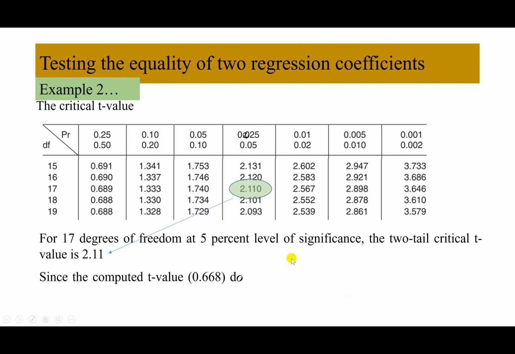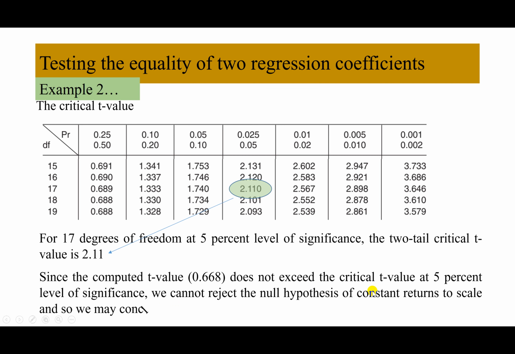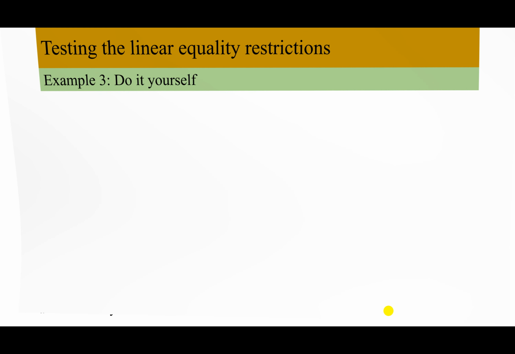Now as the computed t value does not exceed the critical t value at the 5% level of significance, we cannot reject the null hypothesis of constant returns to scale. And so we may conclude that the author's claim is accepted, that is, the economy exhibits constant returns to scale.